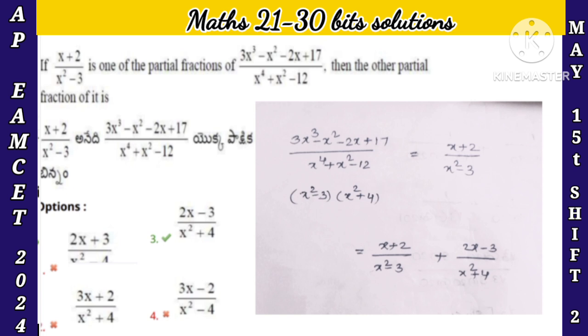So obviously the second option is the right answer. Understand all of you? Just by doing the checking, directly you can tell the answer. The answer is the second option. That's all. This is the answer. Understand? Okay. See the next problem.